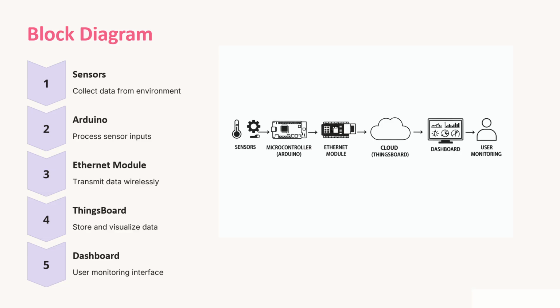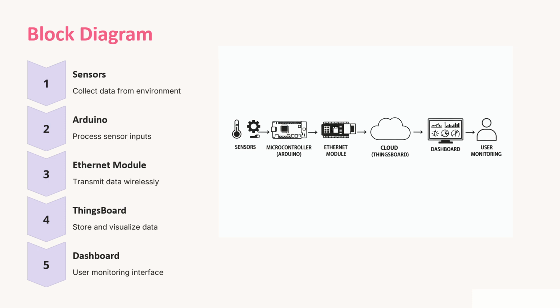Next, a block diagram. First, here we have sensors, microcontroller, which is the Arduino board, Ethernet module, cloud, which is the ThingsBoard, dashboard, and user monitoring. So basically, at the first stage, we have sensors. These sensors collect data such as temperature, humidity, motion, light, and vibration. Next, this data is sent to the Arduino microcontroller, which processes the raw signals and converts them into meaningful values.